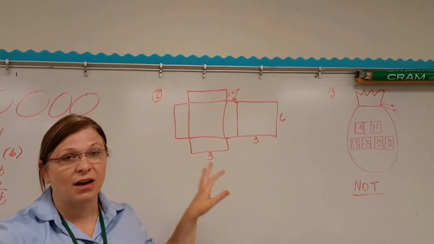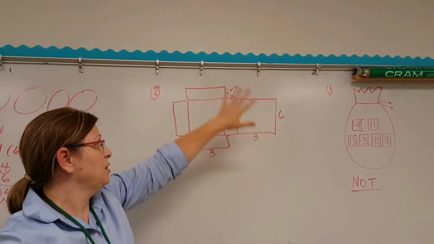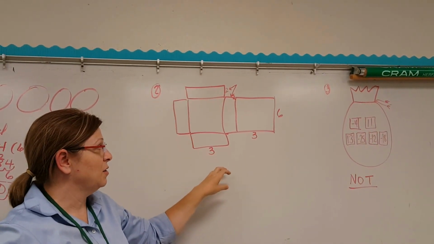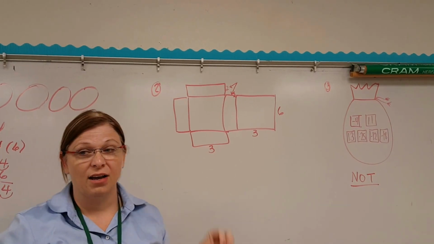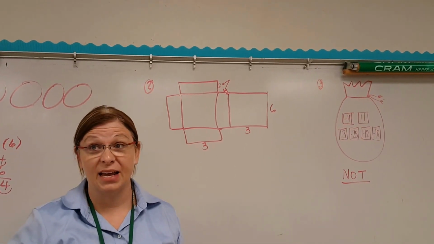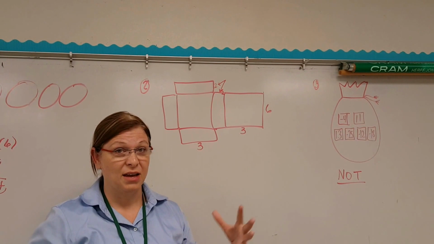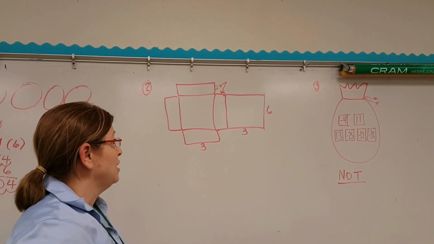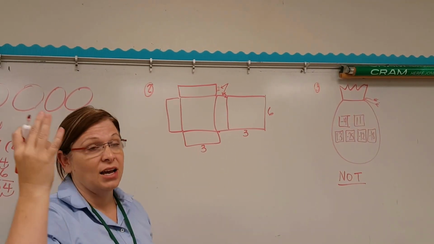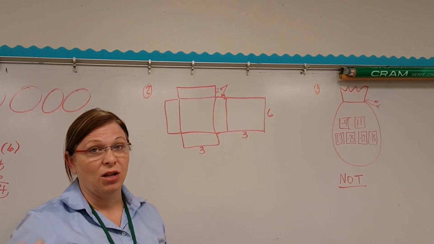So you have to know how to take those numbers and put them around the net so that you can figure out the area of each one of the rectangles that make up the 6 rectangles of that net, and then you're going to figure out the areas, and then you're going to add them all up.